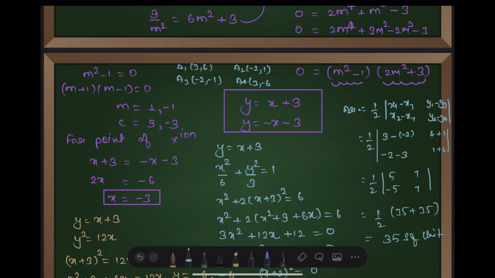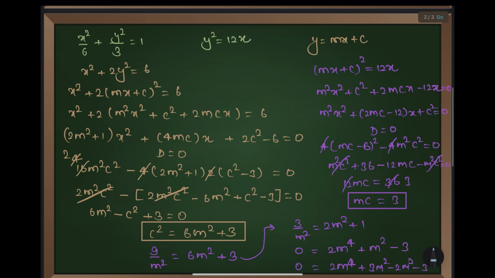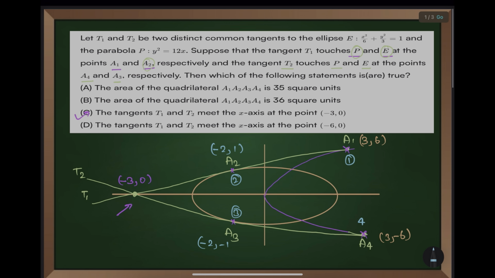Okay, so we got the area as 35 square unit, and it is in the options. So A is the correct option. In option A we have 35 square unit.